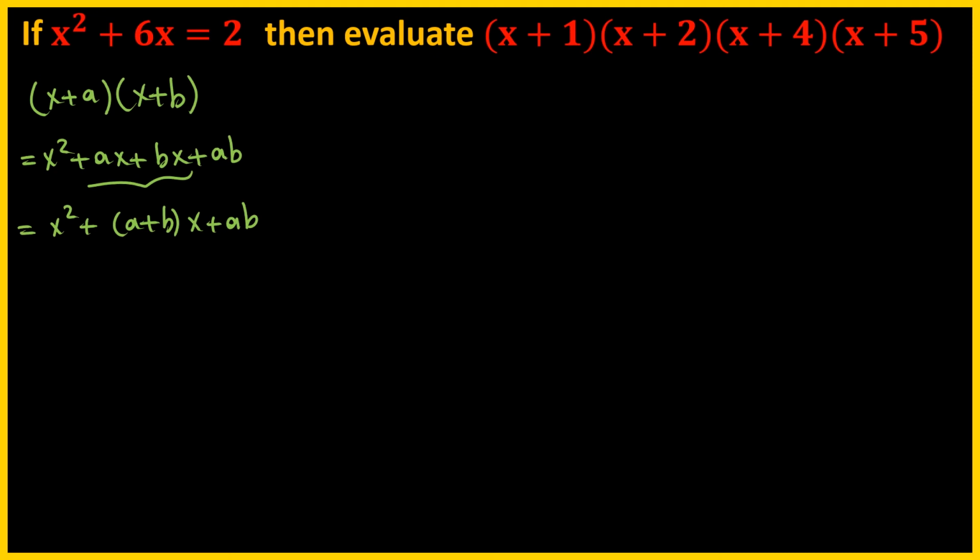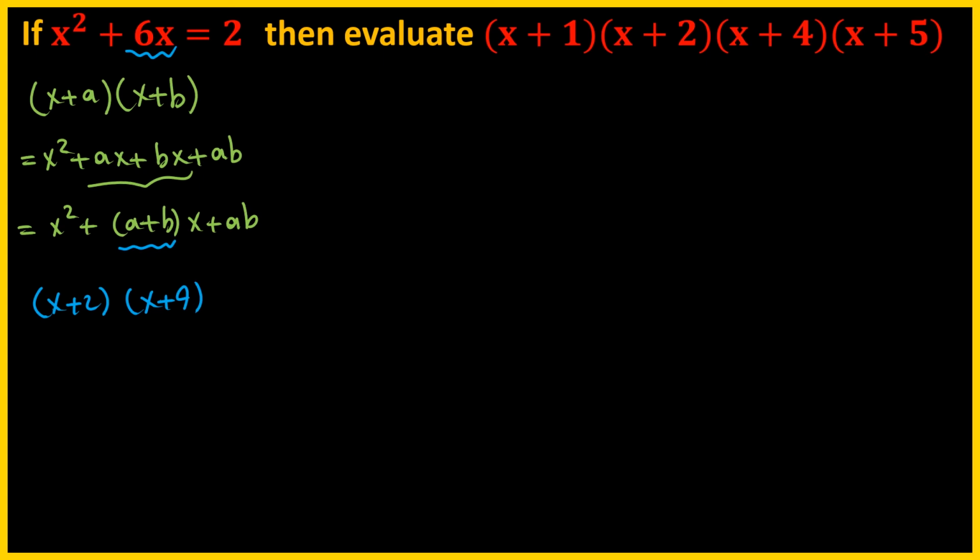And the interesting point is that if we multiply x plus a and x plus b, we get a plus b as the coefficient of x. For example, if we multiply x plus 2 and x plus 9, then the coefficient of x is going to be 11, right? So that's the point I'm going to use in this method, and I'm going to use this to evaluate our expression. But first notice that in the given equation, the coefficient of x is 6. So I want to have 6 as the coefficient of x.